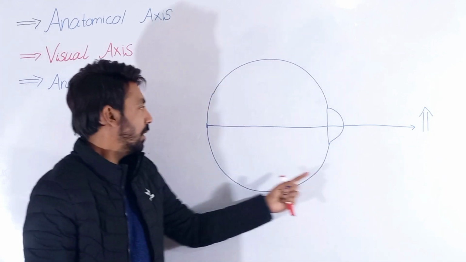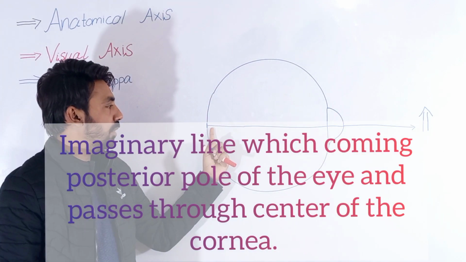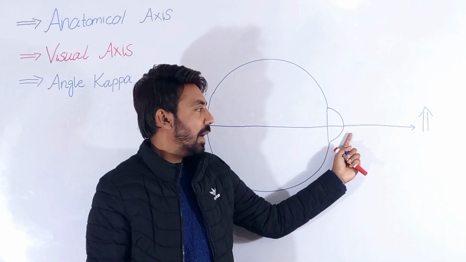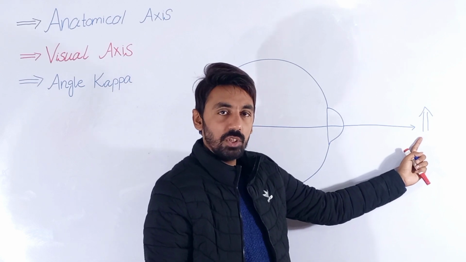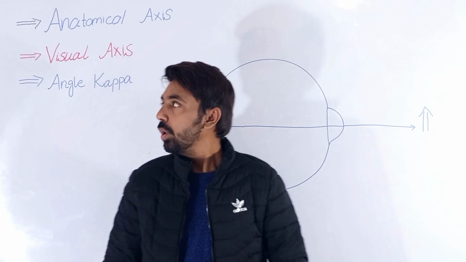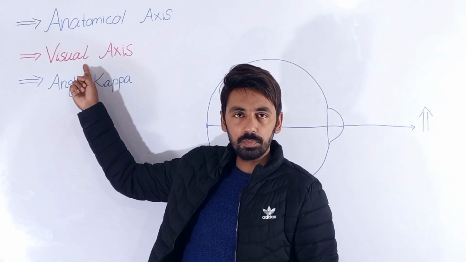This imaginary line which comes from the posterior pole of the eye, passes through the center of the cornea, and hits any object of the fixation target, this imaginary line is called the anatomical axis. And now we will discuss the visual axis.